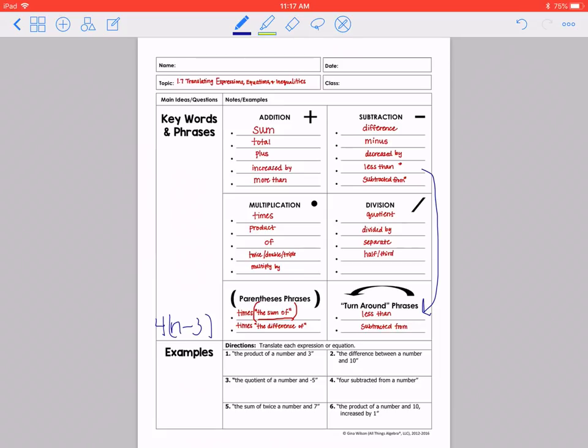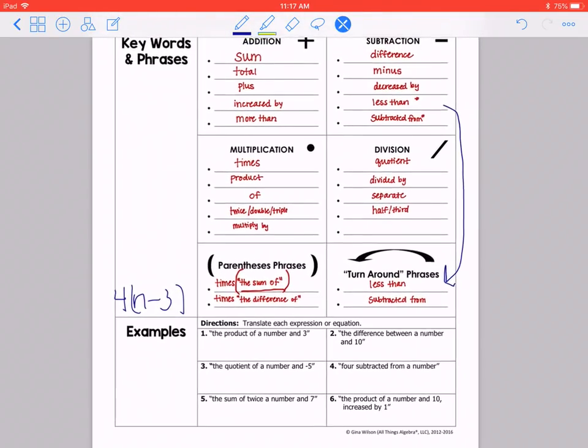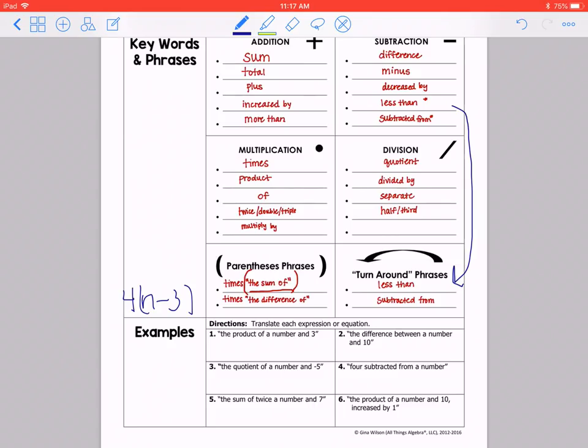So let's go ahead and just jump into examples. So I'm going to make this a little bigger. Okay, so the first one says we have the product of a number and 3, and so you're always going to use a variable, so make sure you have your favorite one. I usually use n because I think it represents a number the best. So product means multiply, so you're going to take 3 times n.